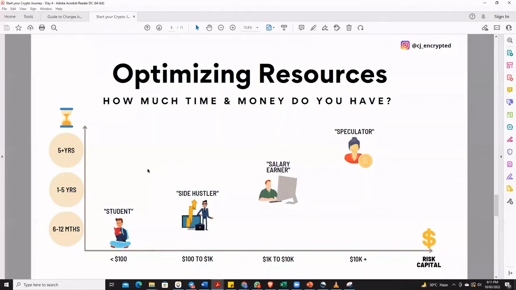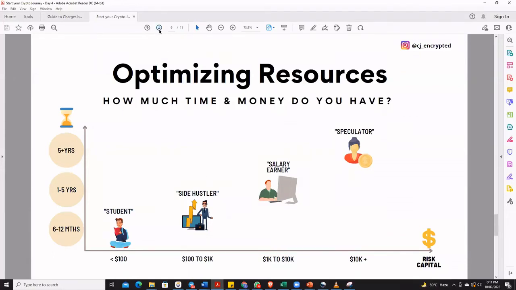So remember these categories and remember the time frame, because I'll go on to the final slide and I'll give you a suggestion about how I believe you should best deploy your risk capital, depending on which category you believe you fall into. Remember, these titles are just generic titles, right? It doesn't mean that every salary earner earns more than people who have side hustles. That's not what this is about. These are just generic titles, just to help you think.